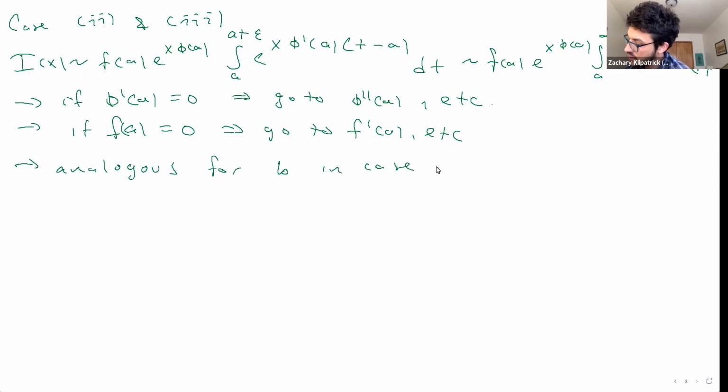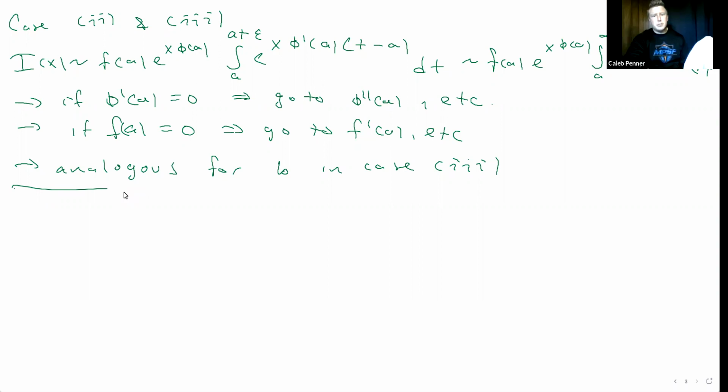And in case 3, you have something analogous. You're just on the right boundary instead of the left boundary of the domain of integration. So that's the idea of how to set up these leading order integrals. Any questions about the logic behind these?